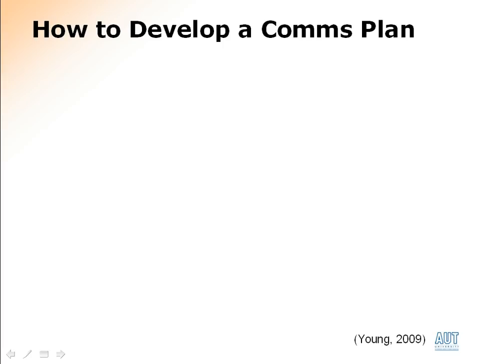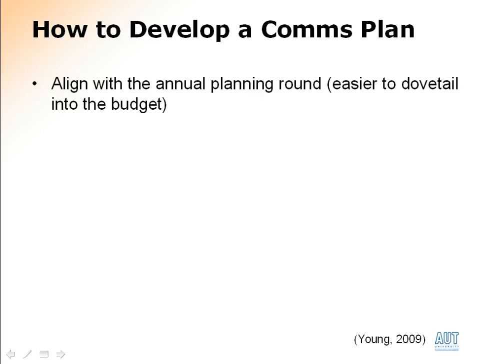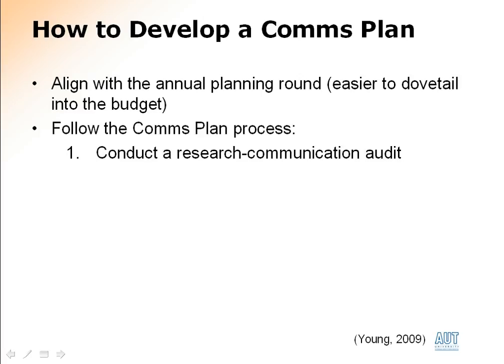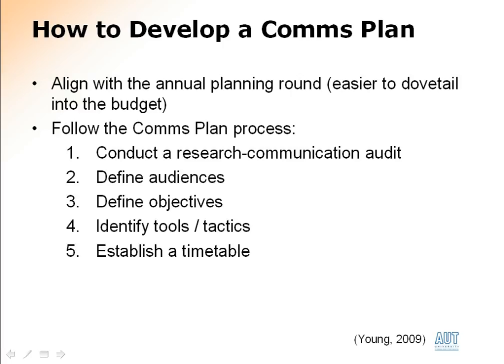How you develop the communications plan is actually reasonably straightforward. It happens around the time that you've got your annual planning round. Then it's easy to dovetail into the budget, because there's no point in planning your communications campaigns and strategies if you haven't got budget to buy it. You should follow the comms plan process, that you conduct your research communications audit, define your audiences, define your objectives, identify your tools and your tactics, establish a timeline, and evaluate the result. So they're all the components that you need to work through, and we're going to talk through all of those.